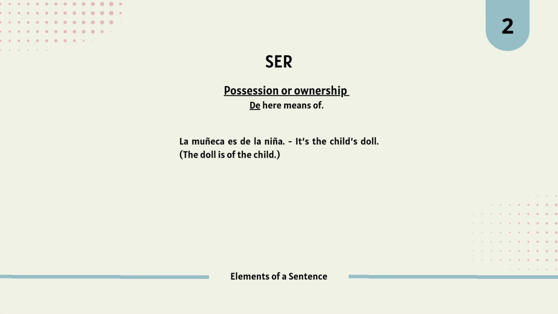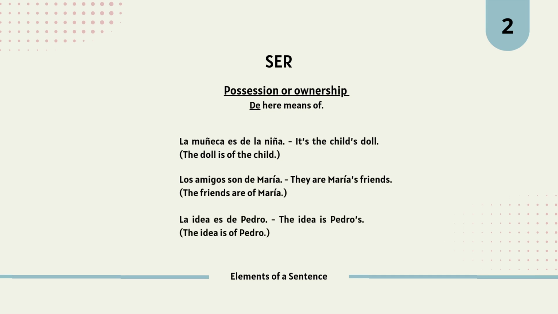Alright, let's see some examples for possession or ownership. De here means of. La muñeca es de la niña. The doll is of the child, the child's doll. Los amigos son de María. They are María's friends. La idea es de Pedro. The idea is Pedro's, or the idea is of Pedro.